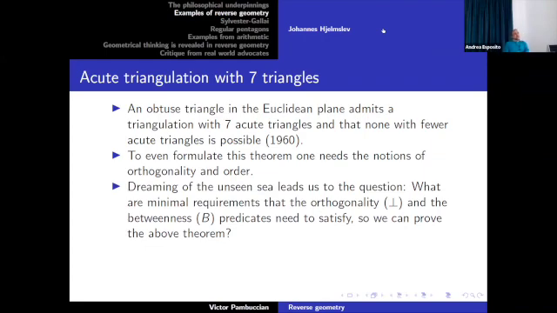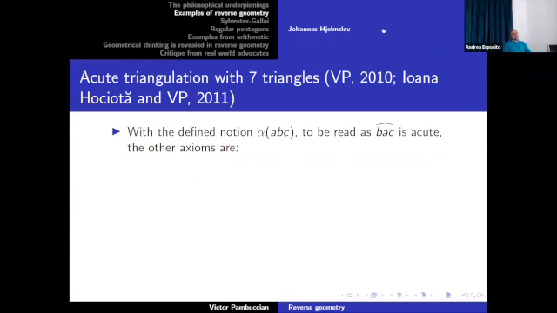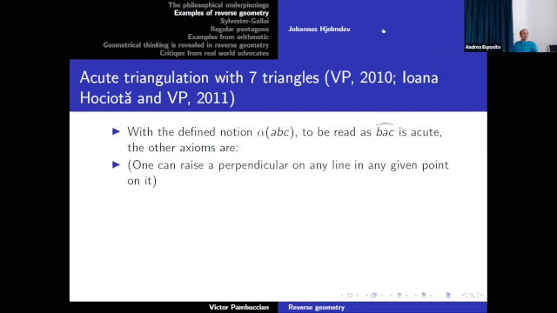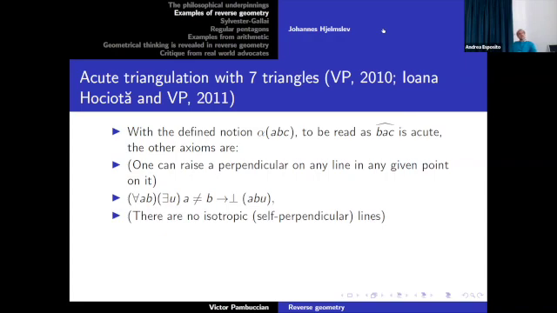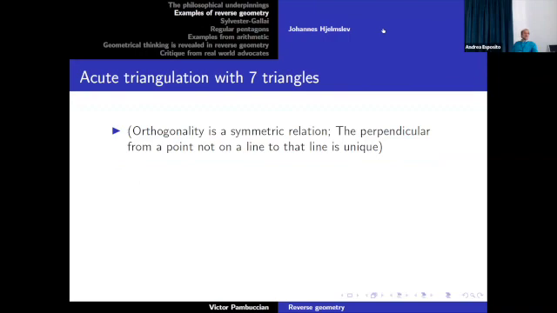So what are the minimal requirements that orthogonality and betweenness need to satisfy? Betweenness: the usual axioms giving rise to dense unending orders, as well as the Pasch axiom. And with it, you can define acuteness. You need to be able to raise a perpendicular on any line at a given point. You need to say that there are no self-perpendicular lines. You can drop a perpendicular from a point C not on a line AB to that line. Orthogonality is a symmetric relation. And the perpendicular from a point not on a line to that line is unique.